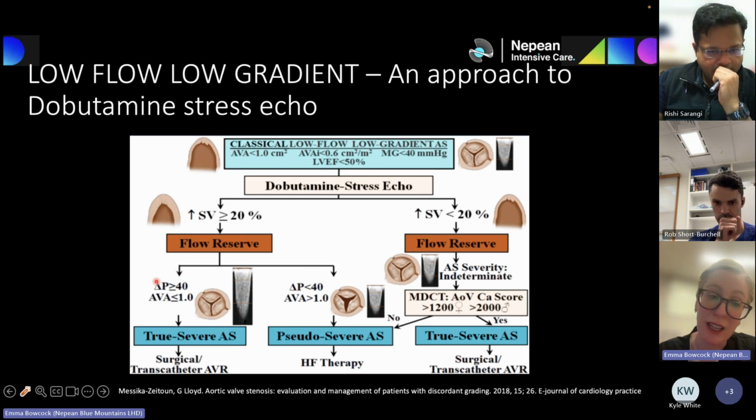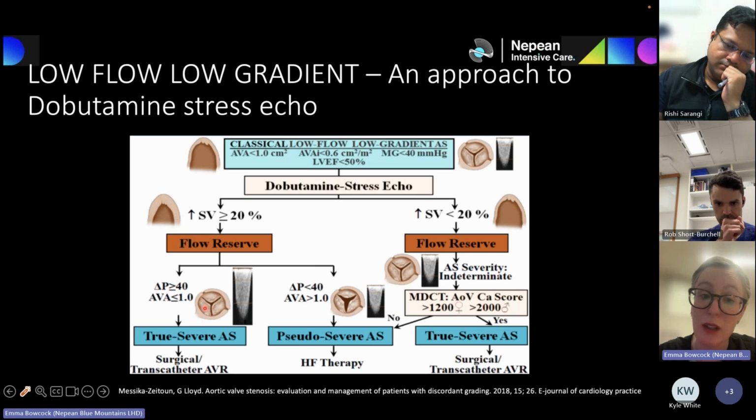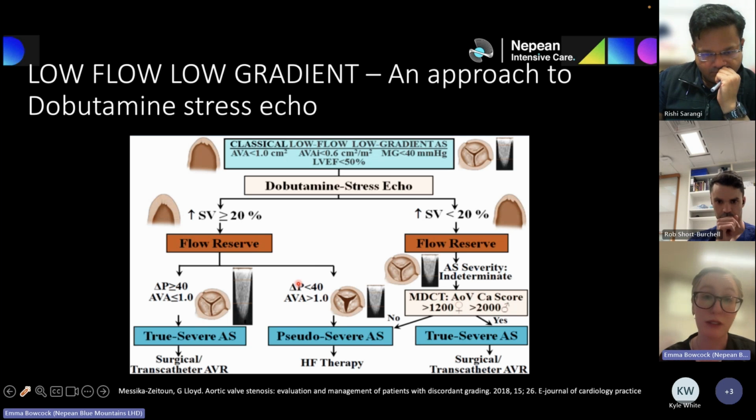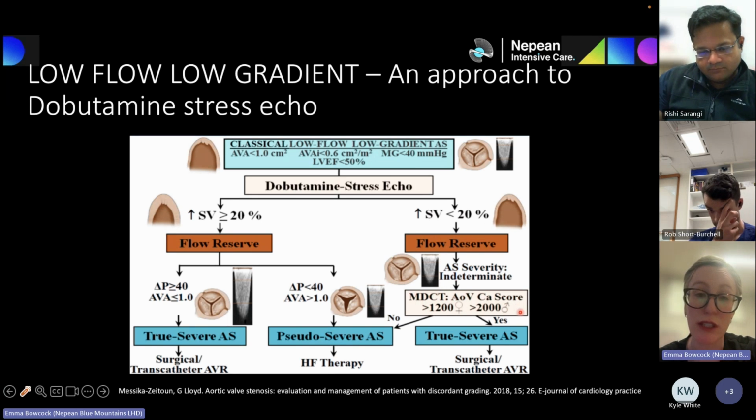Those that increase their gradients and still have a valve area less than 1 have got true severe AS, right? Probably need surgery. Those that you increase their flow and their gradients fall and their aortic valve area increases, they've got pseudo severe, and you probably just need to optimize their heart failure therapy. Obviously this will be MDT discussions, and where it's sometimes indeterminate, then they can do these calcium scorings, but this would all be led by cardiologists, just so you have some awareness of the sort of guidelines for how you would manage that.